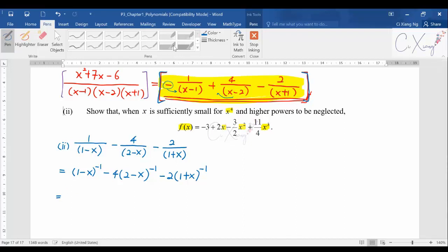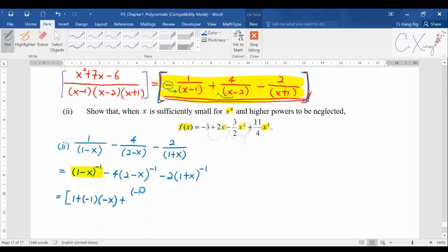Okay, if you look at this first term, this first part, I will highlight it in yellow color. So this bracket with power negative 1, you already can expand it straight away, right? Because the first term is already the 1. You do not need to do any adjustment. Therefore, you can expand it. So to expand this one, the first term is always 1. The second term is nx, right? So n x.